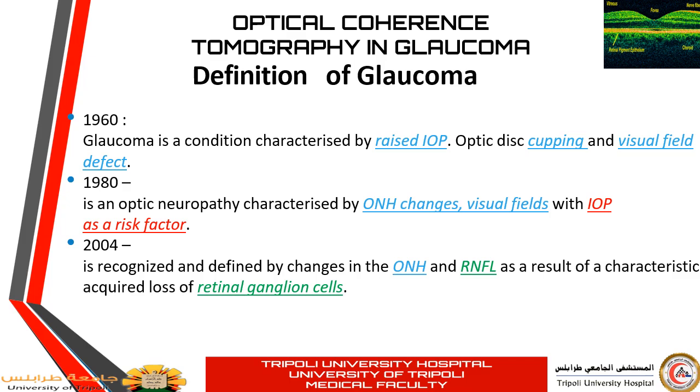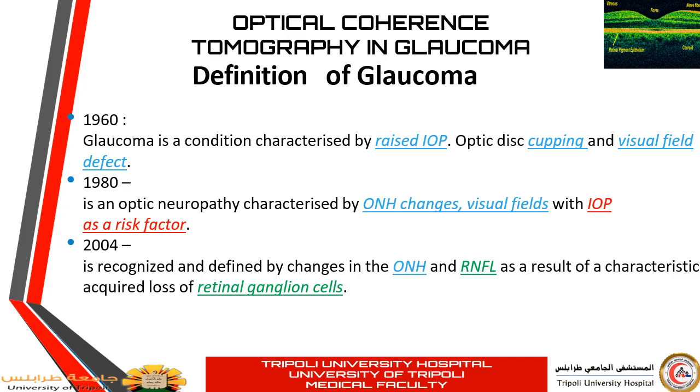Then after that, they realized that visual field defect is a late sign, and you might find patients with high intraocular pressure and without visual field defect. So in the 1980s, they defined glaucoma as an optic neuropathy characterized by optic nerve head changes and visual field changes, with IOP as a risk factor, to include low tension glaucoma, as IOP elevation is not mandatory in cases of normal tension or low tension glaucoma.